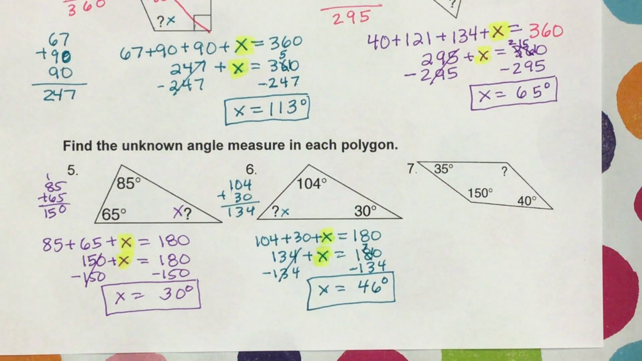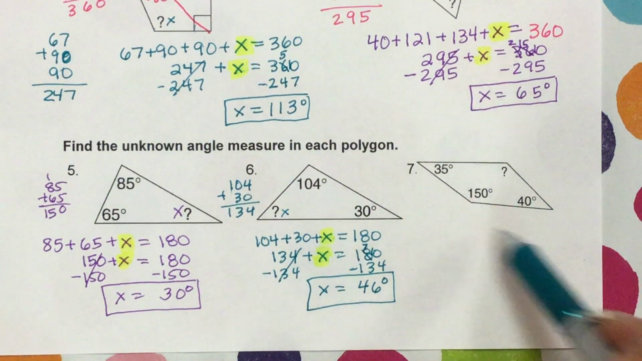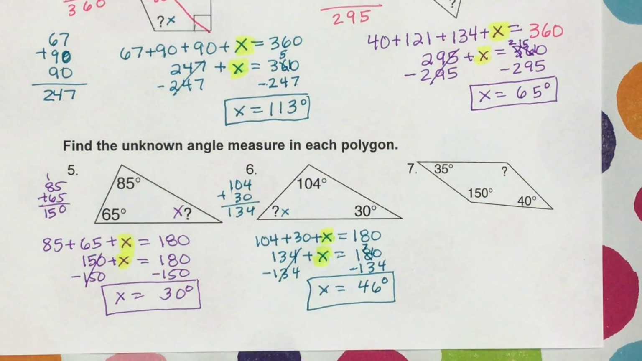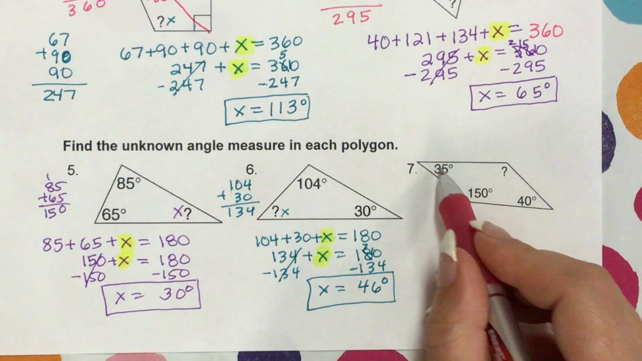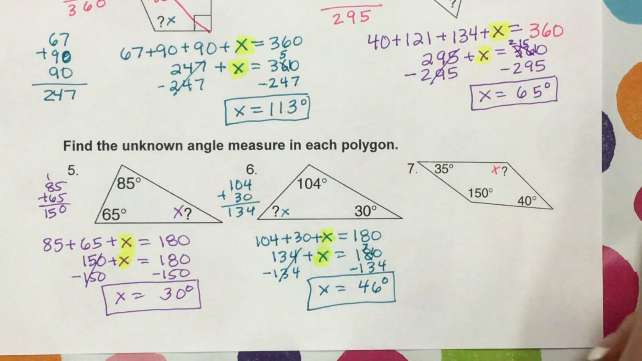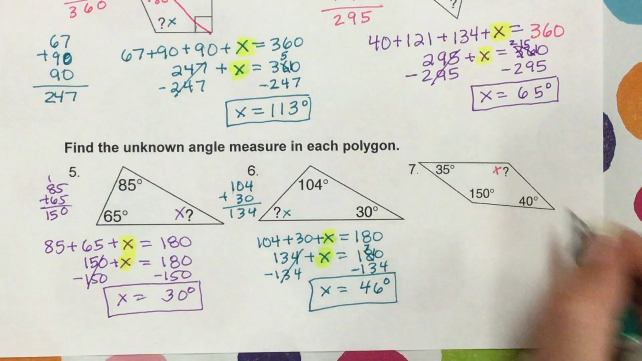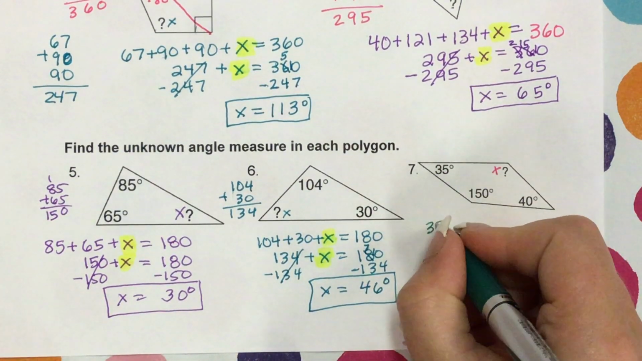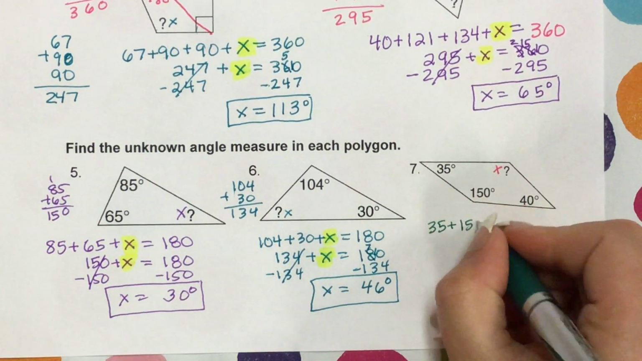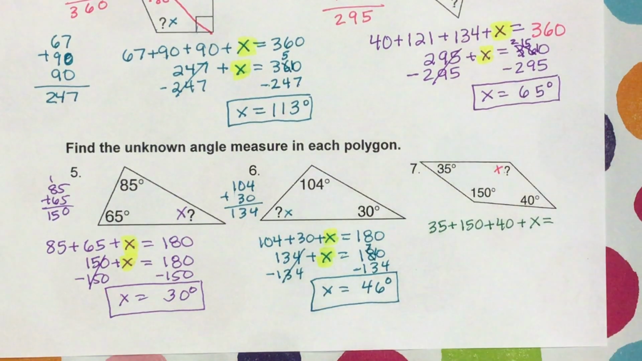Okay, now we're on to the next problem here. This is not a triangle. This is a quadrilateral. It's 4 sides. So let's go ahead and set up the equation first. I know that I'm going to add up all of these angle measures. I don't know what this one is, so I'm going to call it x. Okay, so I'm going to add up these. So I'm going to go 35 plus 150 plus 40 plus x equals, well, I don't know what it equals at this point. So I need to go ahead and figure that out.